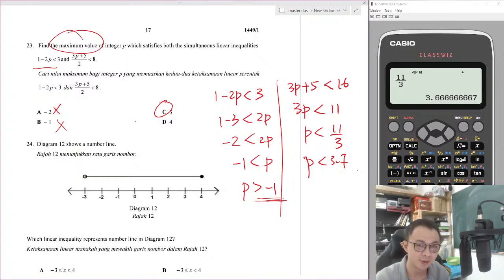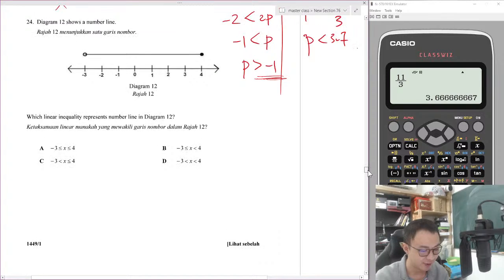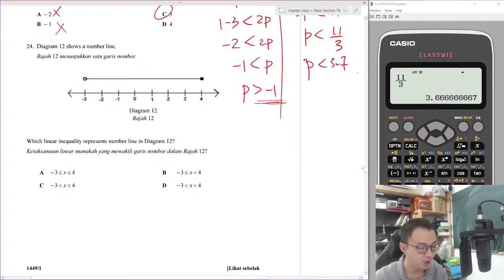Okay, so let's move on to the next one. Which linear inequality represents the number line diagram? So yeah, you see this circle is empty, so that means this one doesn't have equal. So if it has equal, wrong. Here has equal, wrong. And then this one is a full dot, right? That means this one must have equal. This one doesn't have equal, wrong. So the answer is C.